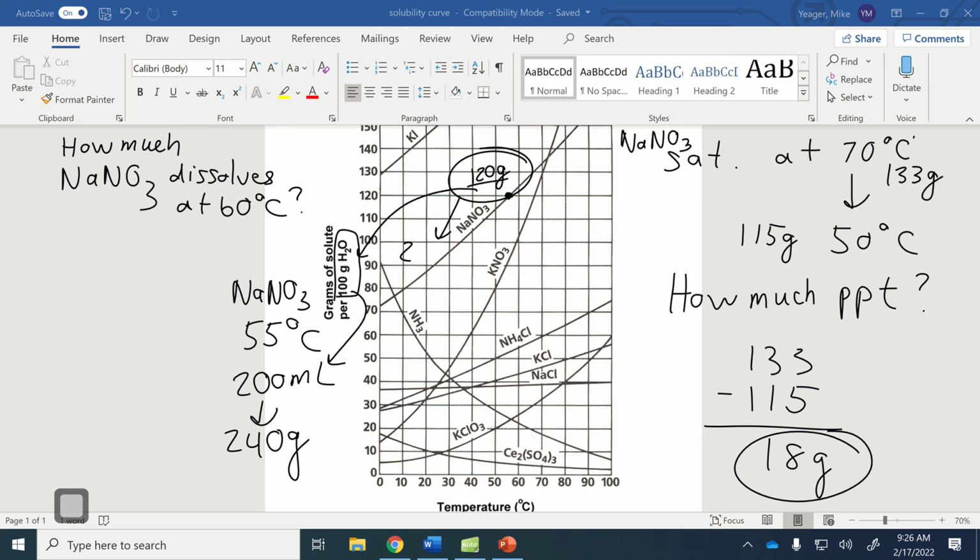All right? So that is everything. Quite a bit of introduction here, but we will be using the solubility curves a lot. I'm sure you will if you're not in my class, but it will work out very, very well.